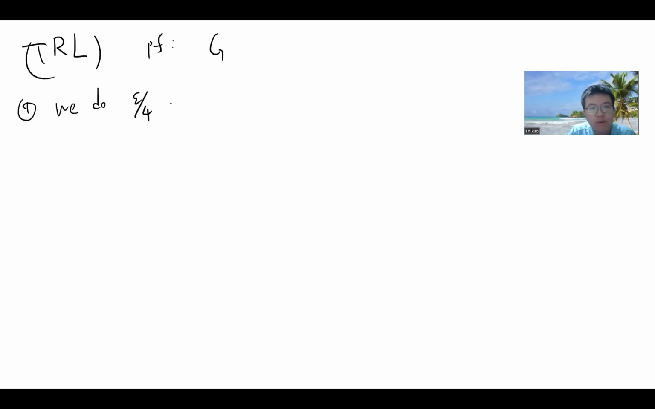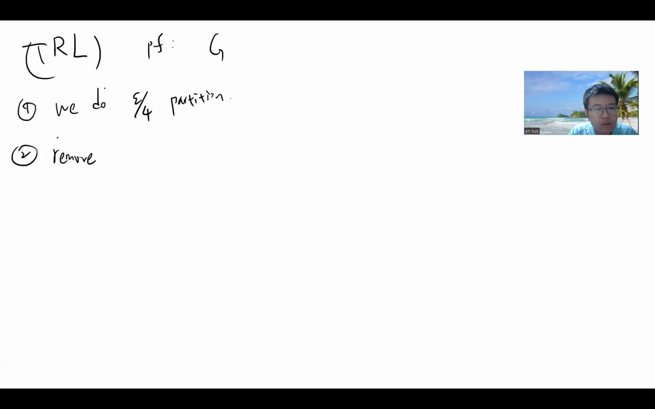Okay, so let's go to the proof. You start with some graph G and then you do a partition. The first step is that we do an epsilon divided by 4 partition. The second step is that we remove some edges. We want to say that if we remove these edges, then the remaining graph cannot have any triangle. So we first remove the irregular pairs.